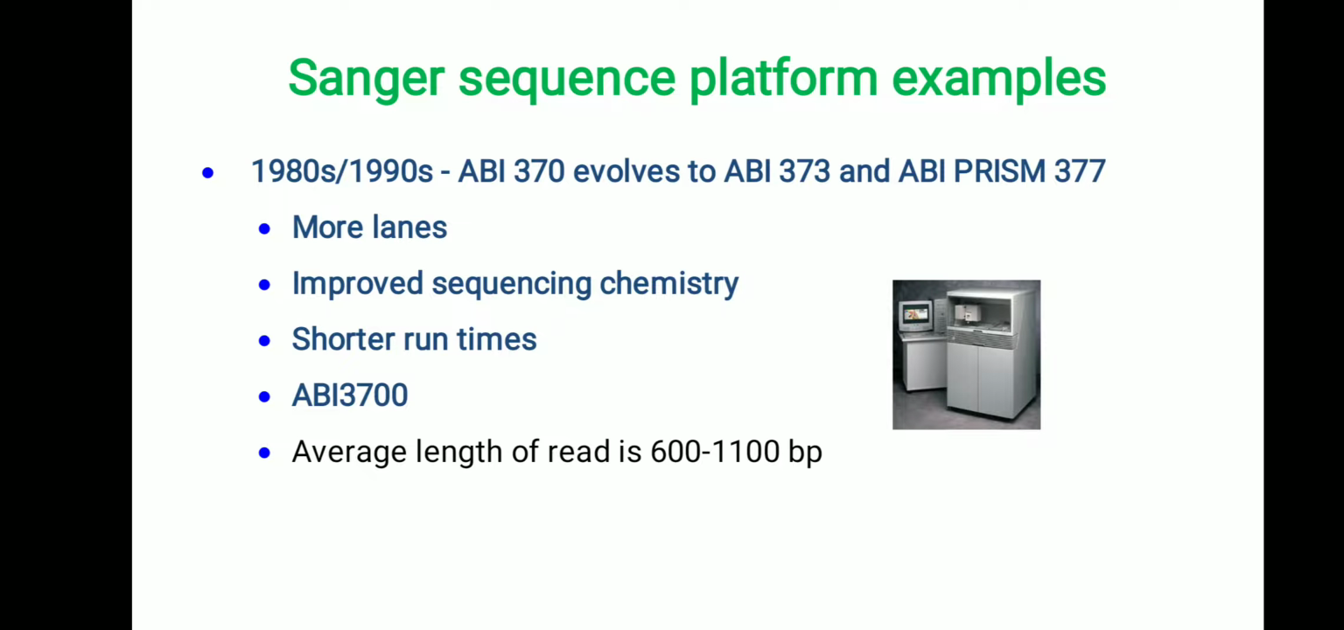Some of the automated Sanger sequencing platforms are: ABI 370 evolved in the 1980s and 90s, ABI 373 later evolved, and ABI Prism 377 evolved. They have the features of more lanes and improved sequencing chemistry so that longer nucleotide sequences can be read by this system, and shorter runtimes. The runtime is shortened, and ABI 3700 is a later advanced version than the ABI 373, and the average read length is 600 to 1100 base pairs for each DNA fragment.